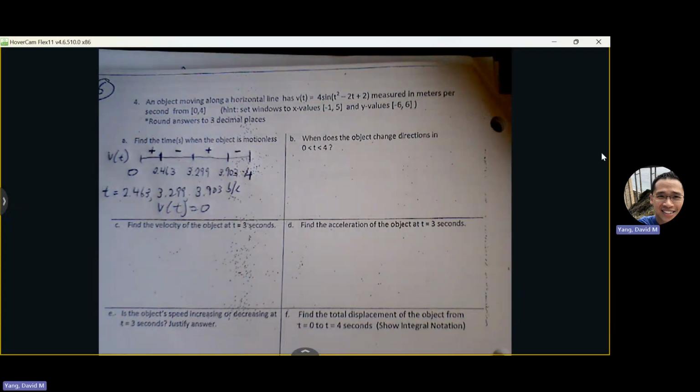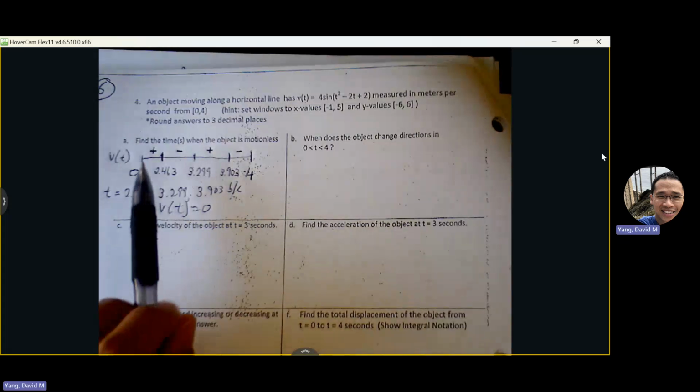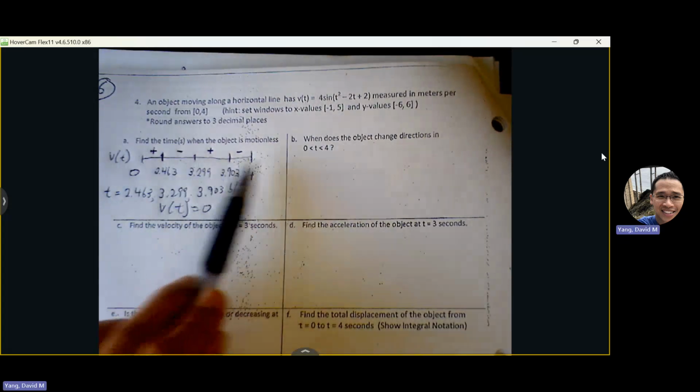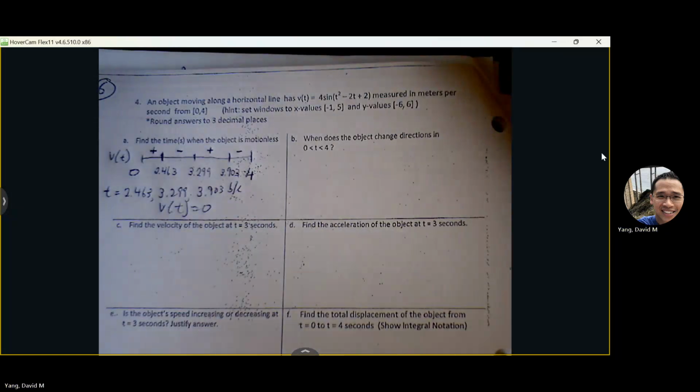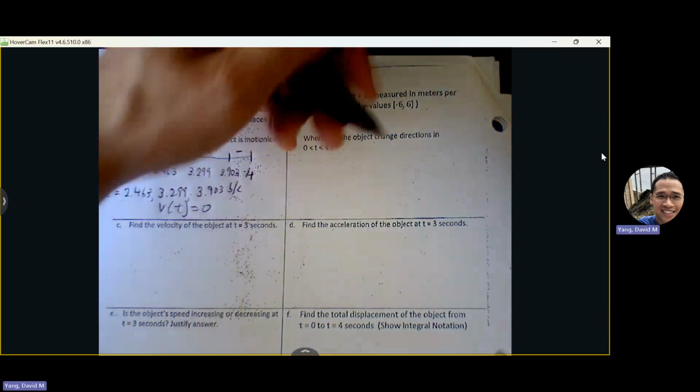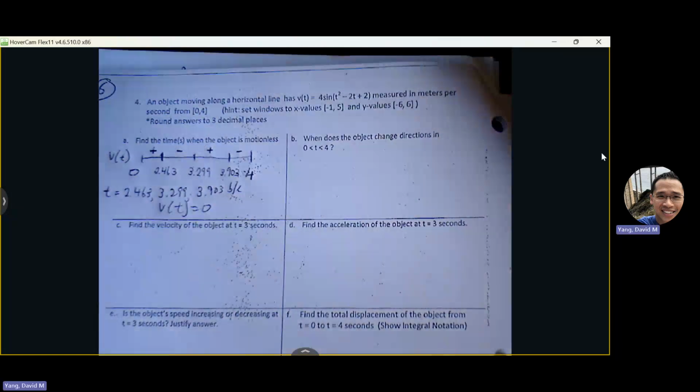When does the object change direction? So we create the sign line here to make it easier, where all these have sign changes. So the same answers, but the reasoning is because v of t changes signs.